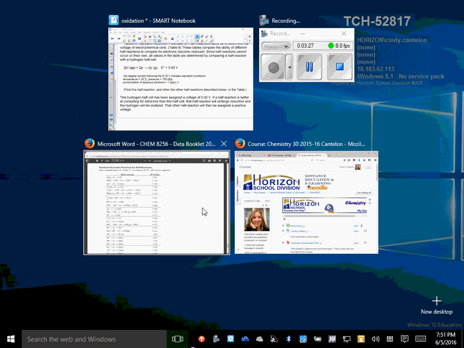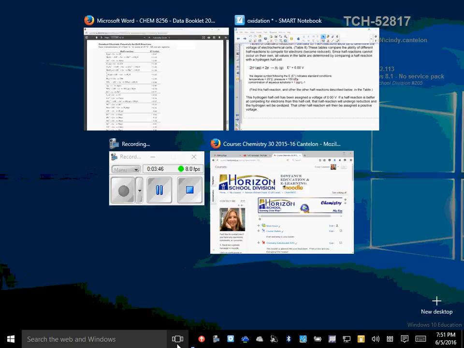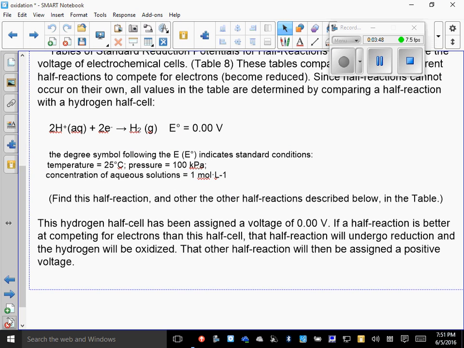So just to give you an idea, gold is above tin. So this one would stay as is. The tin, we would flip it around. That's what I'm saying there. So it matters where it is on that table.